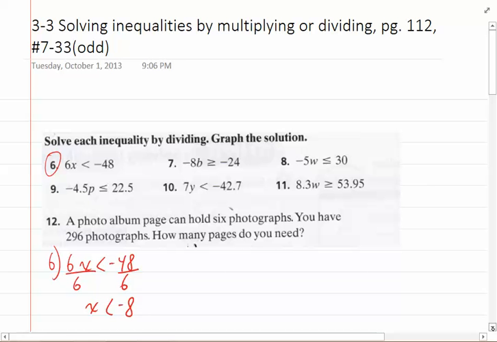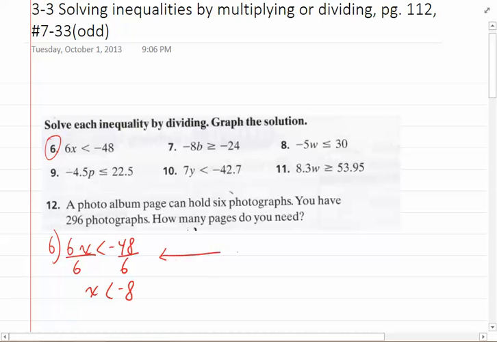Okay, and if you graph this, put 0 right here. Negative 8 is around here somewhere, and this will be an open circle because it's less than, and less than negative 8 will go that way. Okay, let's look at number 8.